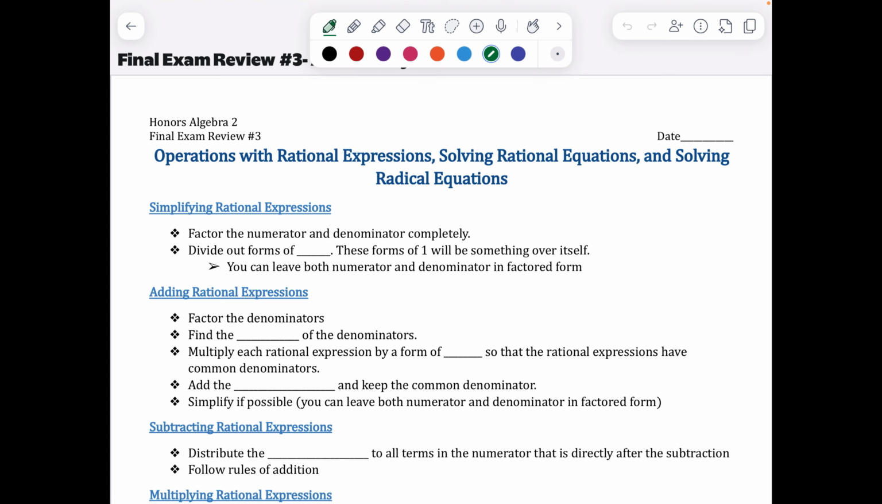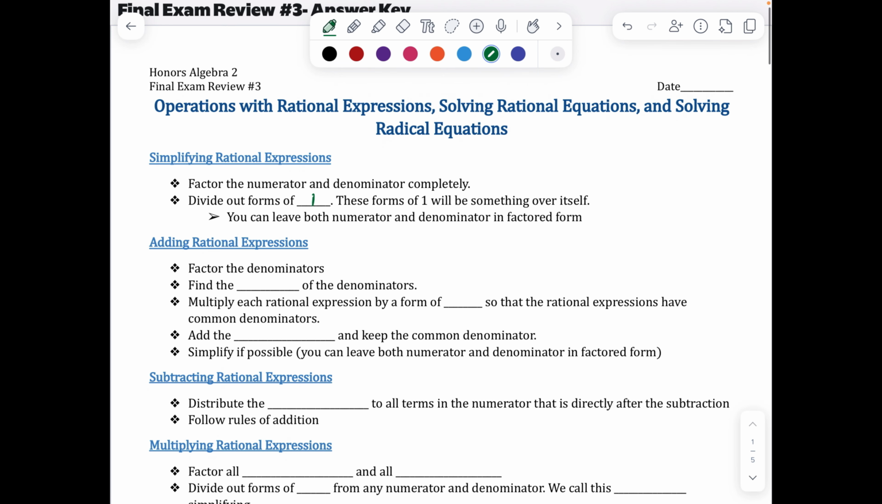So with simplifying rational expressions, we want to make sure we factor the numerator and denominator completely. We're going to divide by a form of 1. These forms of 1 will be something over itself, whether it's x plus 2 over x plus 2, x minus 3 over x minus 3. Those simplify to 1. You can leave both numerator and denominator in factored form. You don't have to multiply them back out or anything like that.